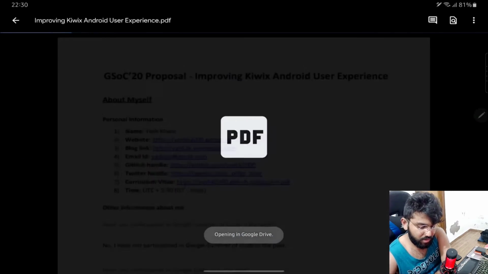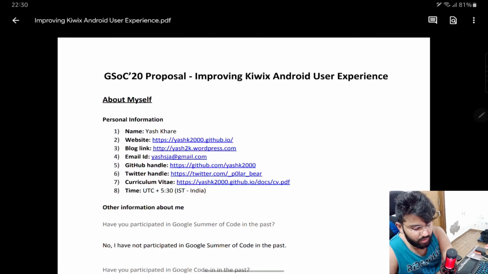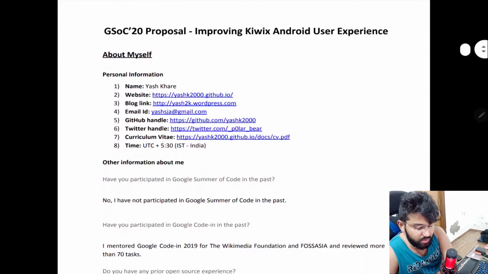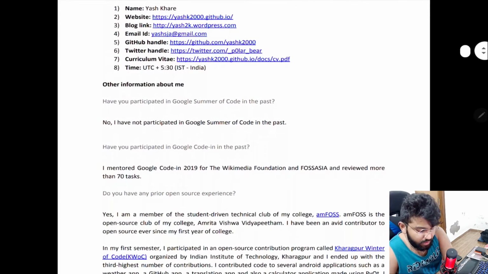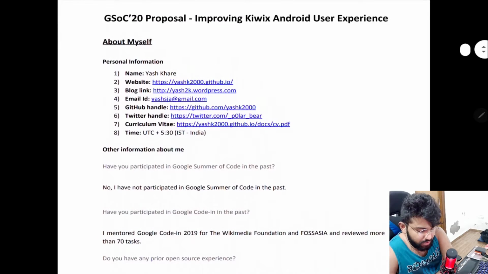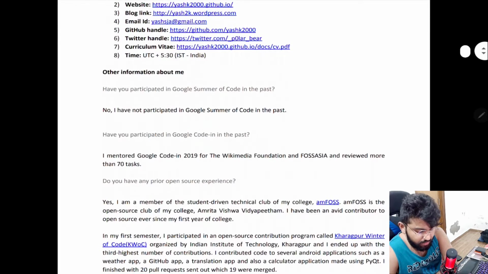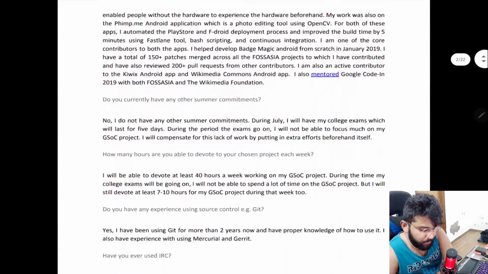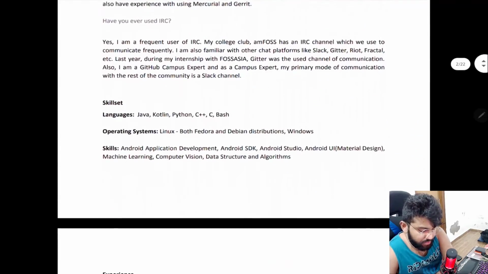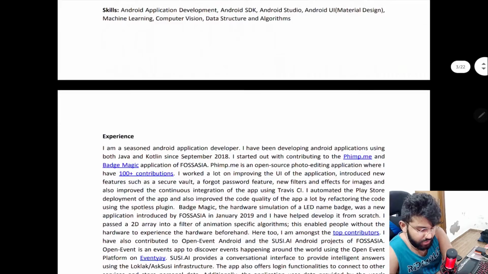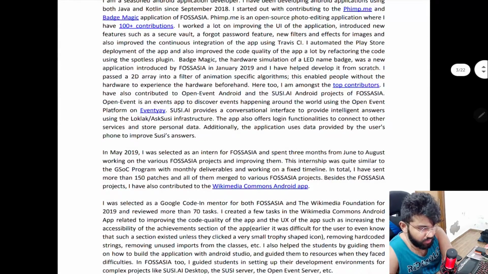let's go to the Kivix. This is again contributed to us by Yash Khare, and this is for the Kivix Android user experience, so Kivix project, I guess. He has started with his basic description, a bit more about himself. Okay, skill sets. Okay, all right, experience, so prior experience, whatever he has done so far.